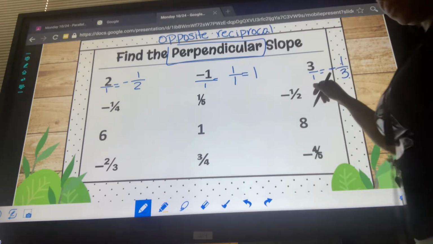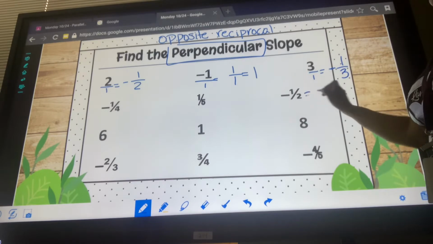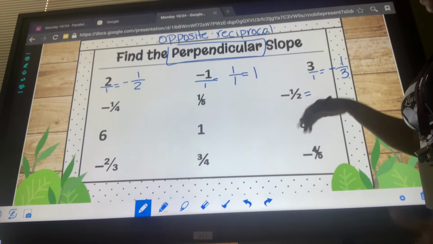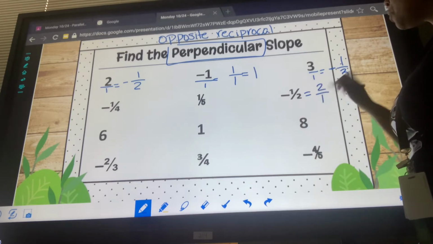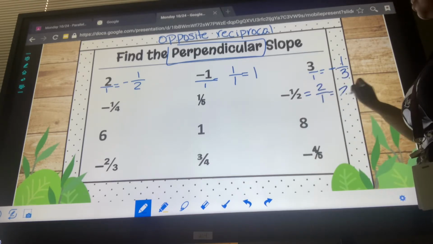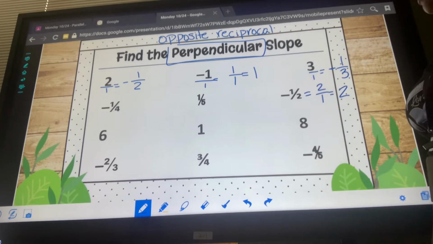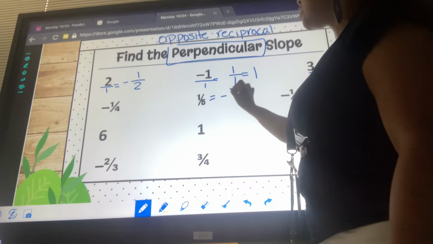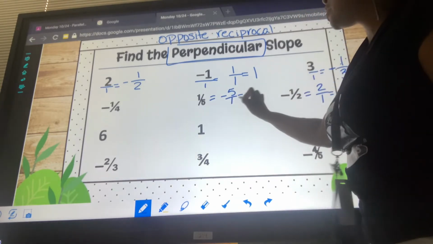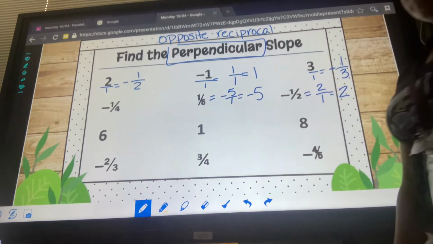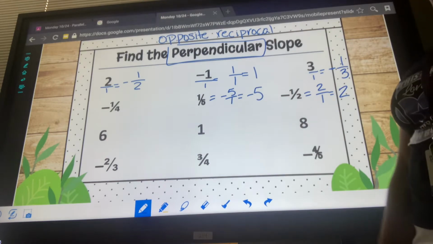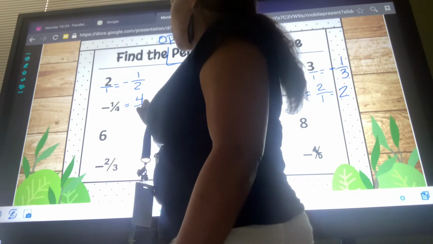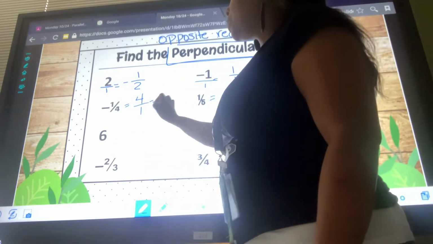All right, come on down here and work my way back. Opposite of negative is positive. Then we're going to flip the fraction, so it becomes 2/1, which is 2. Opposite of positive is negative. Flip the fraction, 5/1, which is just negative 5. Opposite of this negative is a positive, so 4/1 when we flip, which is 4.